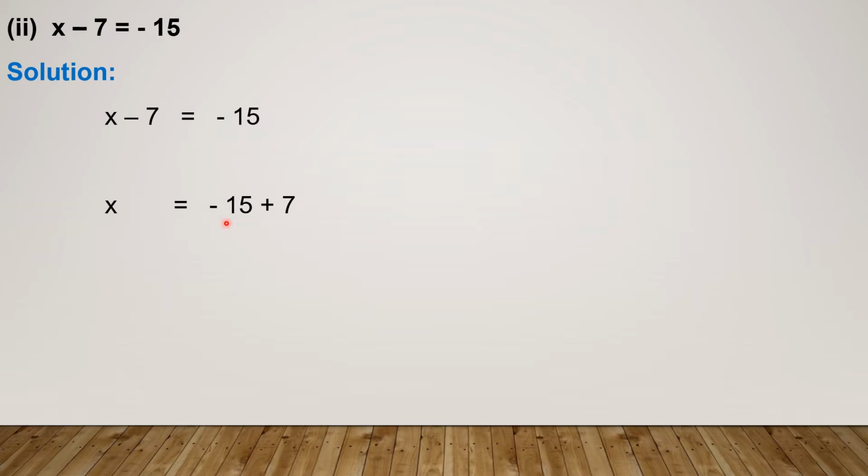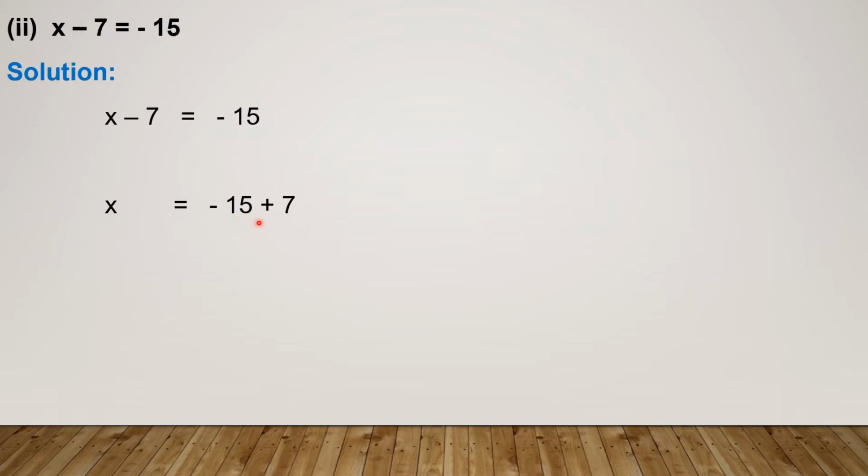Now students, with one digit you have a negative sign, and with the second digit you have a positive sign. Means we have unlike signs over here. So what is the rule of unlike signs? Will you add them or will you subtract them? Yes, we will subtract them.